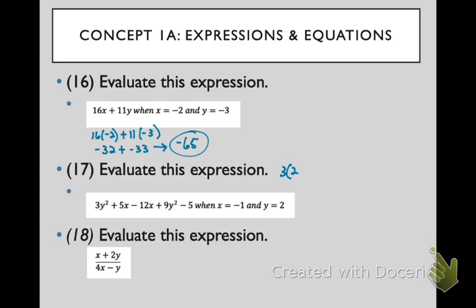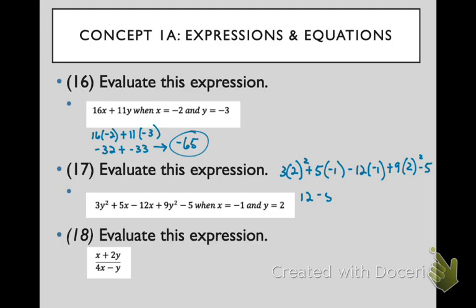Let's practice evaluating again. So we have a lot going on in this problem. We're going to substitute a -1 for x and 2 for y. So we'll have 3, and instead of y, 2 squared plus 5 times -1 minus 12 times -1 plus 9 times 2 squared minus 5. Now work left to right. So remember, we're going to do the exponent first.